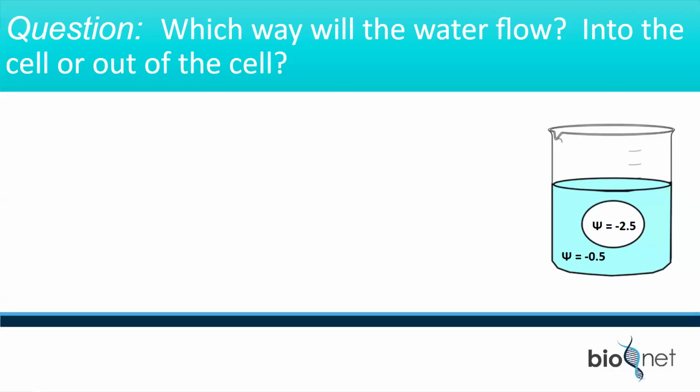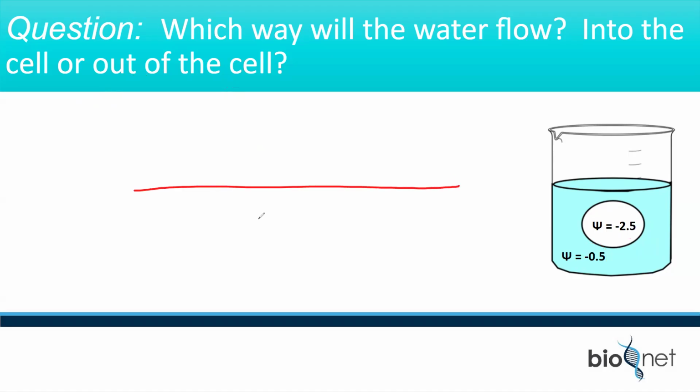So I'm going to challenge you guys right now to pause the video and try to determine which way water will flow. Okay, if you paused it, most of us probably said that water is going to flow out of the cell, right? Because from our last concept, we said that water will flow from a high water potential to a low water potential, right? And so 2.5 is a bigger number and 0.5 is a smaller number, so water should be flowing out of the cell. However, we have to think about this in a slightly different way.